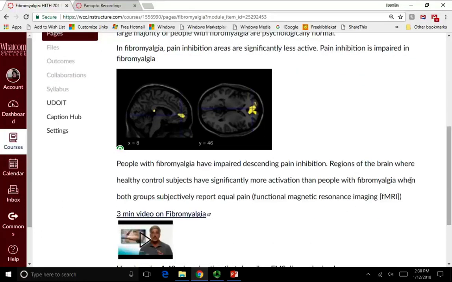So this is a functional MRI picture from the book. People with fibromyalgia have impaired descending pain inhibition, so altered top-down control of pain. These are regions of the brain where healthy control subjects have significantly more activation than people with fibromyalgia when both groups subjectively report equal pain. So in the functional MRI studies of people with fibromyalgia, more stuff lights up in their brain.